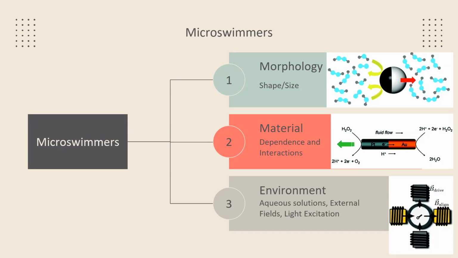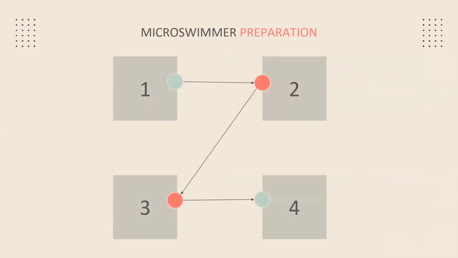And finally, just changes to the specific environment. So the pool that these guys are swimming in, whether it be changes to the aqueous solution, the external magnetic fields that I'm shining on them, or just different light excitations on them. So let's take a look at how I make these microswimmers.